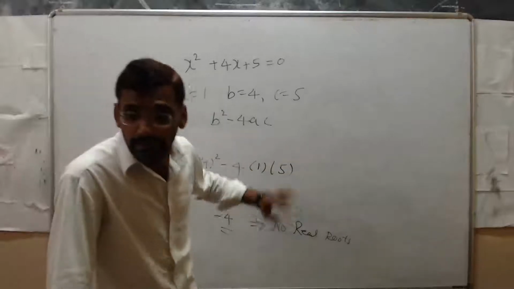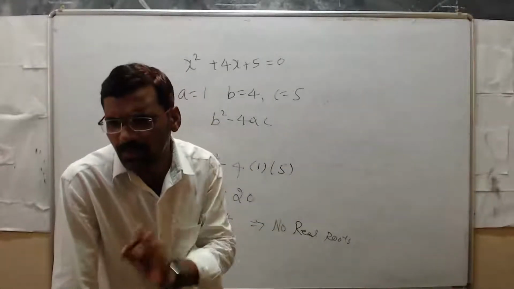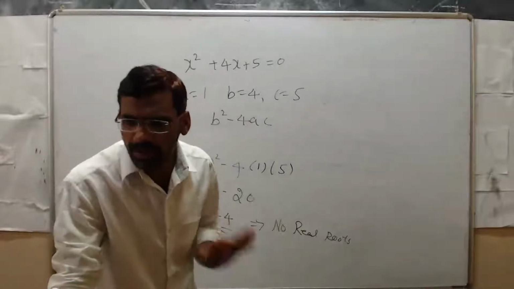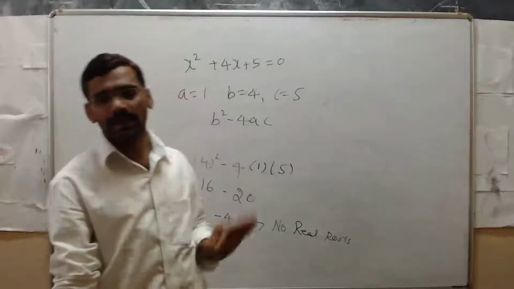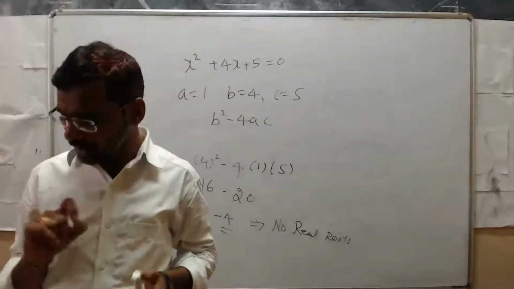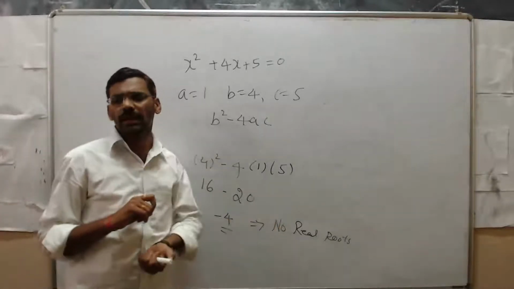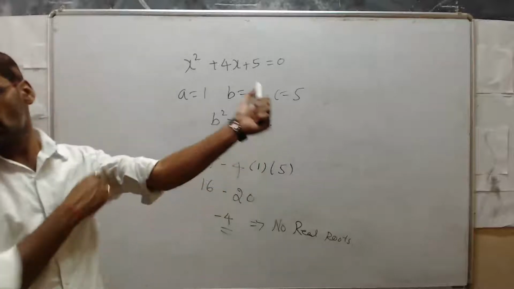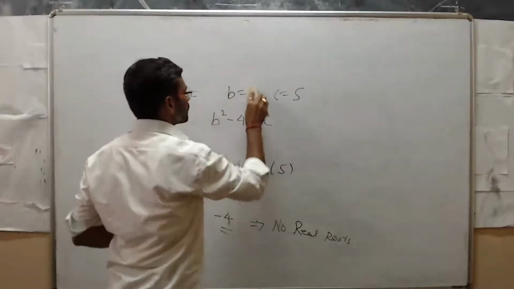If b square minus 4ac is positive or equal to 0, yes, roots exist. If roots exist, then we have to find which ones are the roots. What is b square minus 4ac here? Minus 4. It is negative, so no real roots. No real roots means there is no need to find roots. Next, third one.